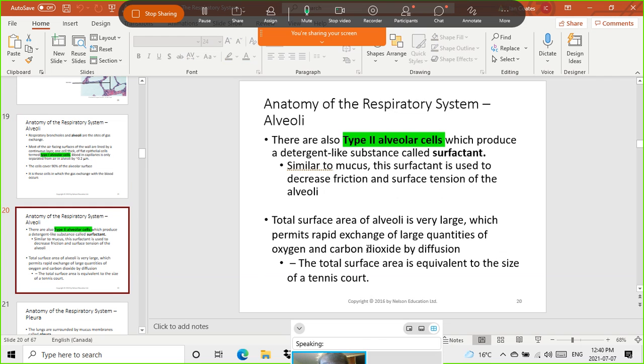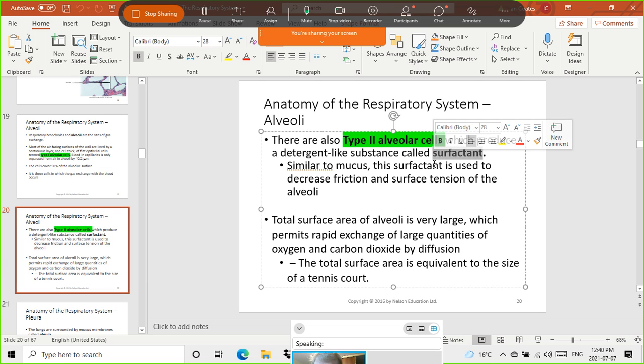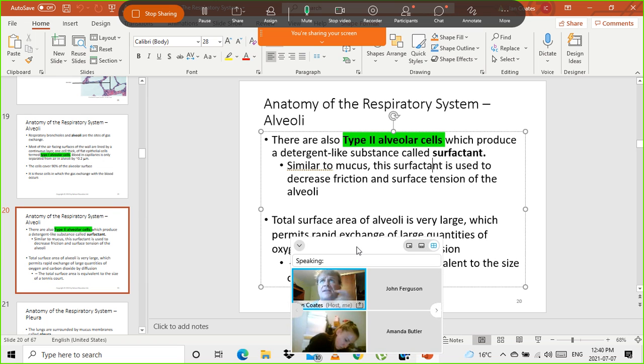Type 2 alveolar cells, these ones here, they produce surfactant. Now, we're going to get into what happens there, how your lungs expand, and just the whole idea that air is rushing in. You're not sucking it in, you're not breathing it in. It's rushing in. And it's amazing how the lungs expand.